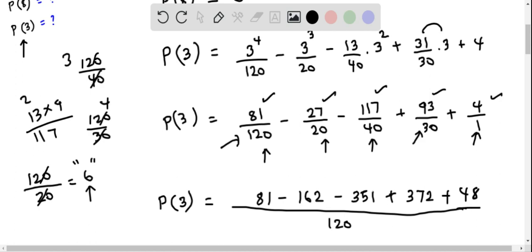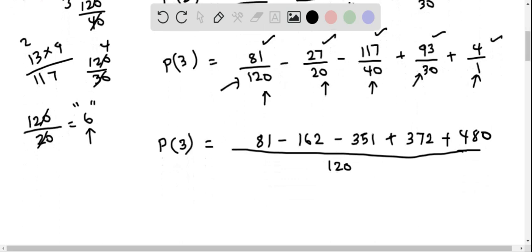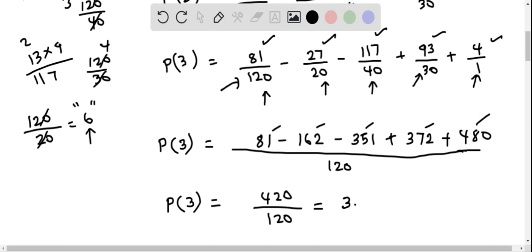And this gives 480. And now we have this common denominator. And this means we can add the numerator terms. So when we add 81, negative 162, negative 351, plus 372, plus 480, we get 420 in the numerator. And this has to be divided by the denominator 120. And this equals 3.5. So therefore, we see that the value of the function is 3.5 at x equal to 3.